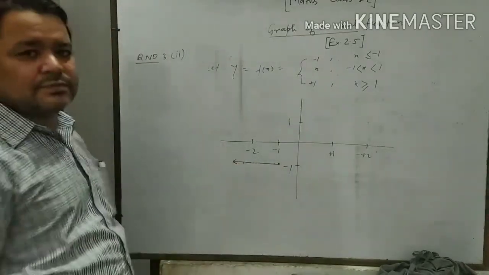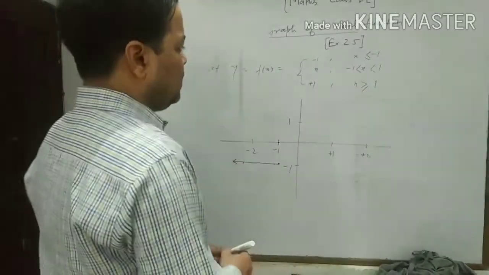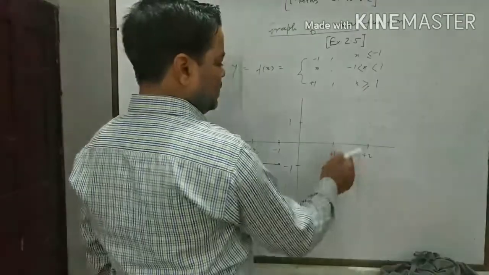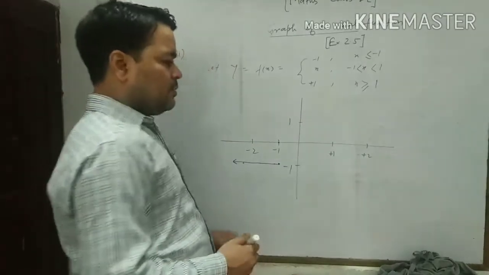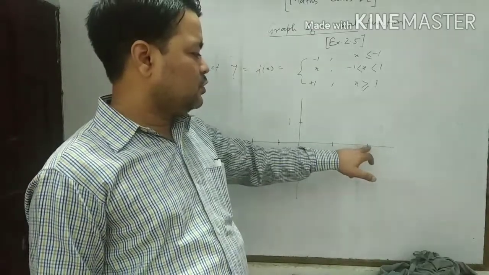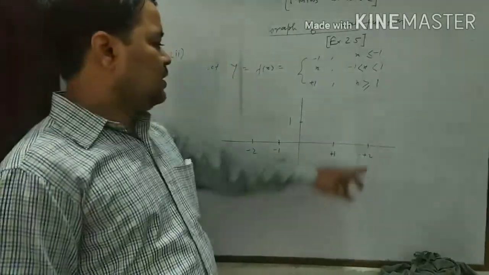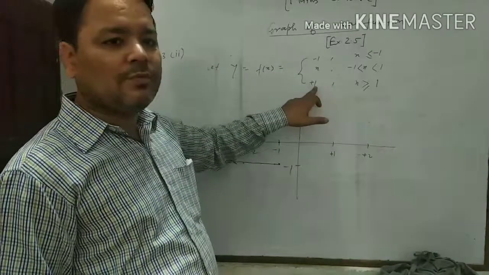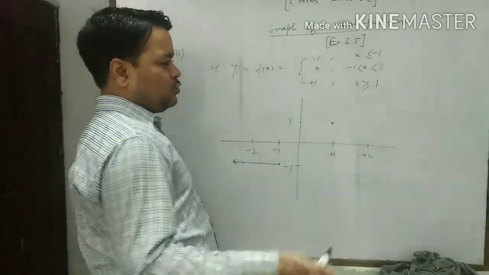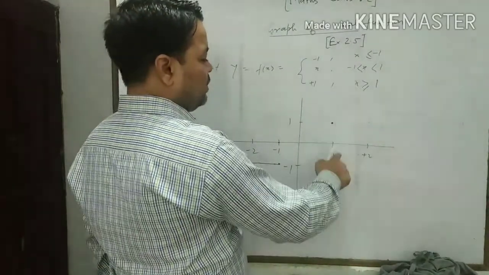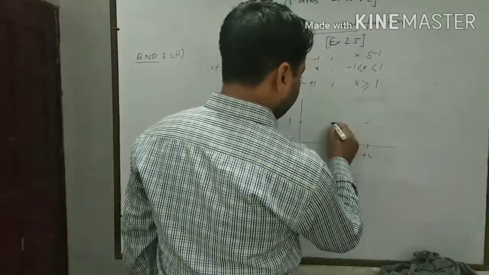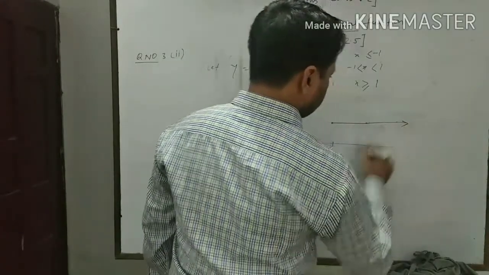Again, when we take the value of x greater than or equal to 1, we can take x equal to 1, 1.5, 2, 2.5, 3, 4, like that. In that case, the value of y is equal to plus 1. If x is equal to 1, then y is equal to 1. If x is equal to 2, then also y is equal to 1. If x is equal to 3, then also y is equal to 1. It means it will be like this.